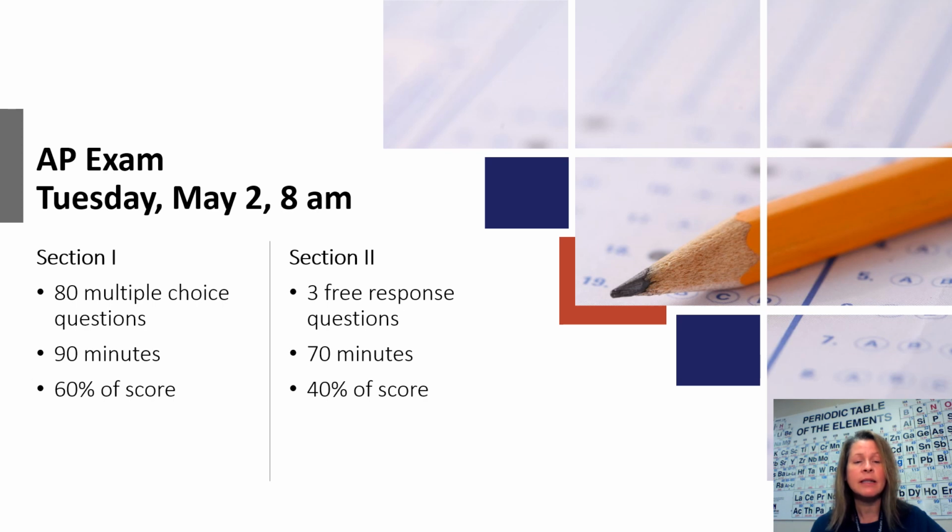And all of this is leading up to AP Exam Day, which is Tuesday, May 2nd at 8 o'clock. And just as a refresher of the format of the exam, it's in two sections. The first section will be 80 multiple choice questions. It's roughly 90 minutes, and it is 60% of the score. And then section 2 is 3 free response questions. It's 70 minutes, and it comprises 40% of the score.